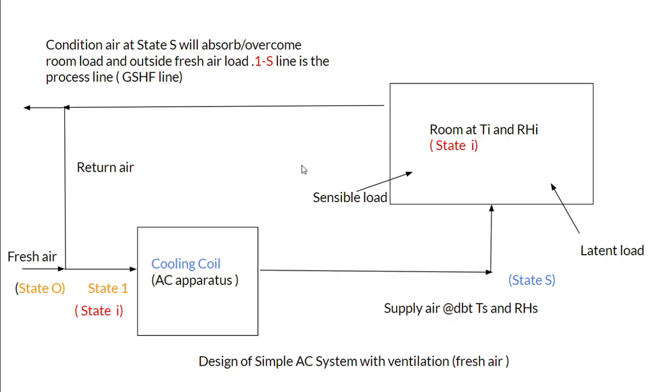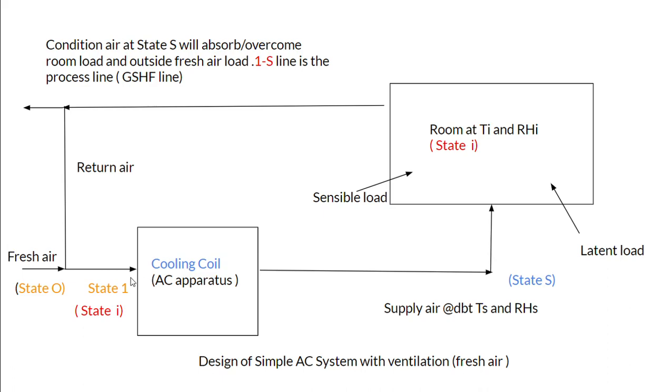This schematic is different from the earlier one in the sense that here we are introducing fresh air or ventilation air for air conditioning. So you see that there is a mix of the return air which is from the room and the outside air which is being introduced for freshness. So this return air which is at the state I mixes with the outside air which is at the state O, and this mixing, we will assume as an adiabatic mixing, would result in the new state, state 1. So this state 1 would be of interest for us.